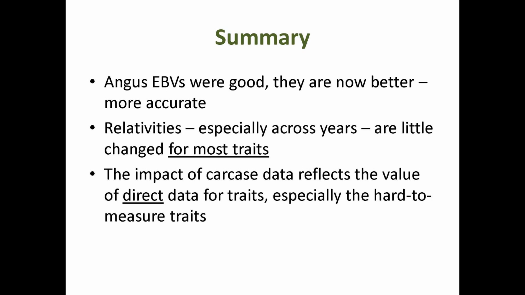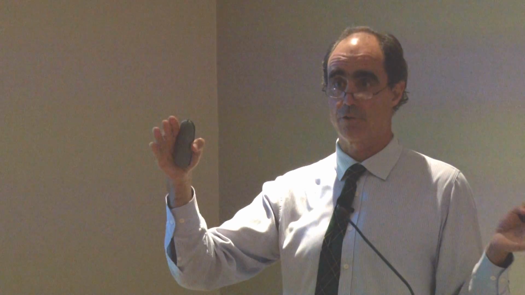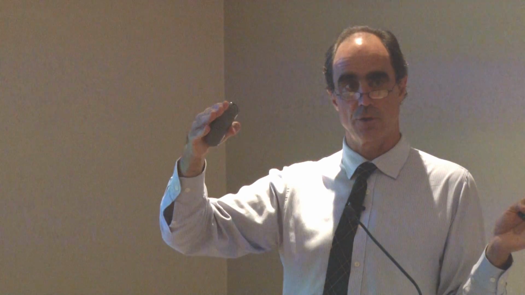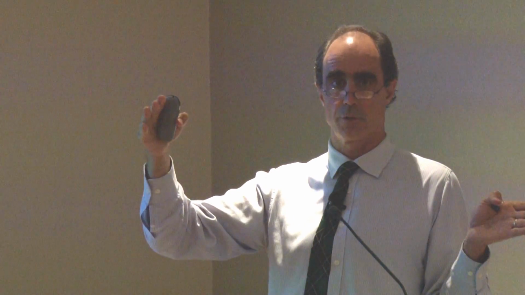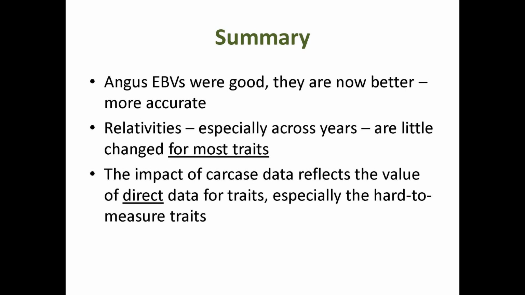I took you through all those genetic trends, and that really just tells us that the relativity between animals, particularly across time, is little changed for most traits. So if you think you've got an animal today that's 100 kilos better for, say, a growth trait than an animal from 10 years ago, the new analysis will tell you it'll still be 100. The base might have shifted a bit, but the difference is still about 100. And that applies to essentially all traits. So the differences between animals today and differences 2, 3, 4, 5 years ago are consistent with what they were.